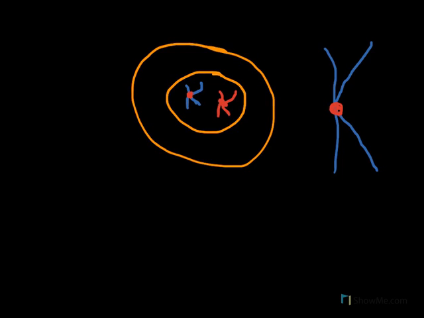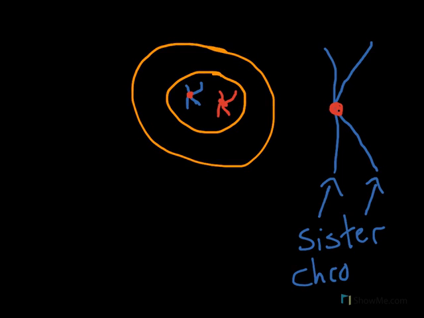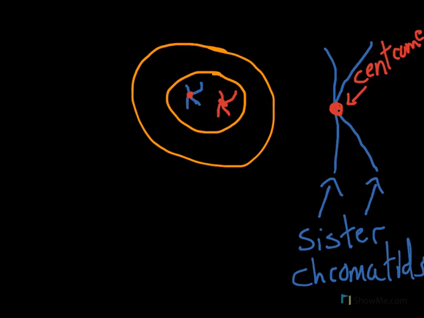So know that these two chromosomes, here and here, are called sister chromatids. Sister chromatids. And what they are held together by is a protein called a centromere. Centromere. Okay, I messed that up. Okay, I think I finally got it. You can see that it's held together by a centromere. And that's exactly what we see in our nucleus over here.